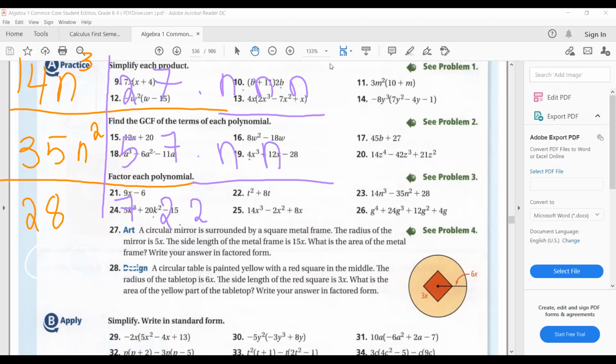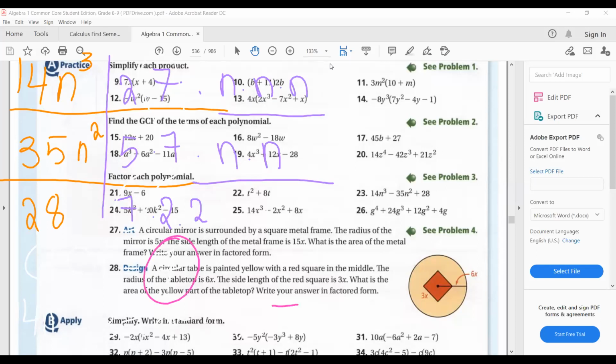Thank you, Yara. Yes, Jenna. It's 7n squared. Let's look. 7 and n squared. Do you have n in the third term? No, so you say only it's 7.